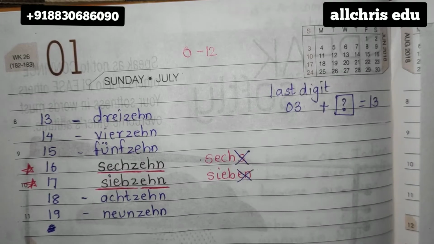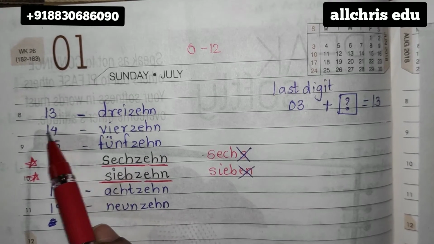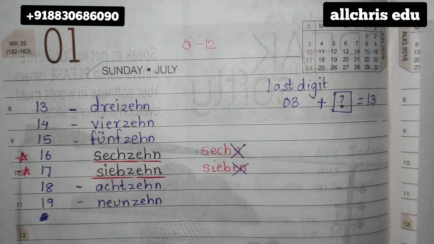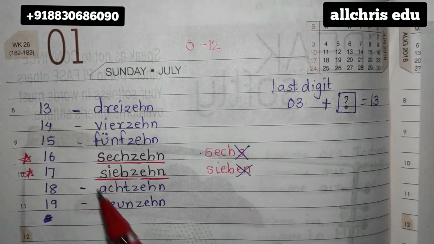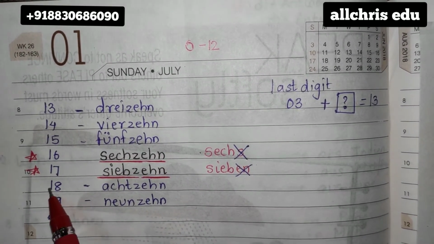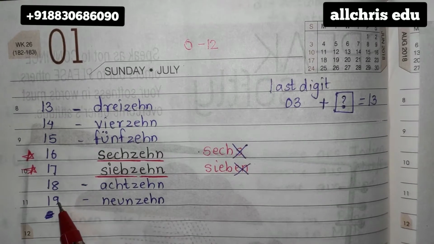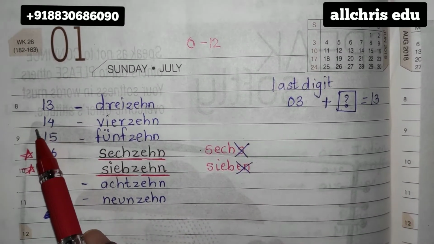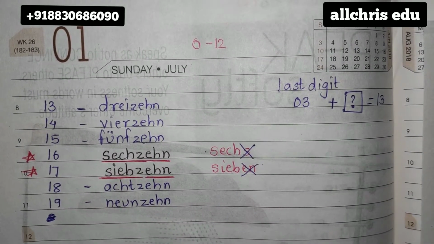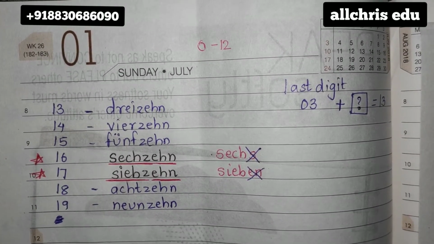13 becomes dreizehn. Then 14, you have to go backward. This is your trick to keep in mind. 13, 14, 15. I am going to skip 16 and 17 for some time. 18, 19. Practice 13, 14, 15, 18 and 19. If you know till here, 16 and 17 you have to make a little effort to memorize.